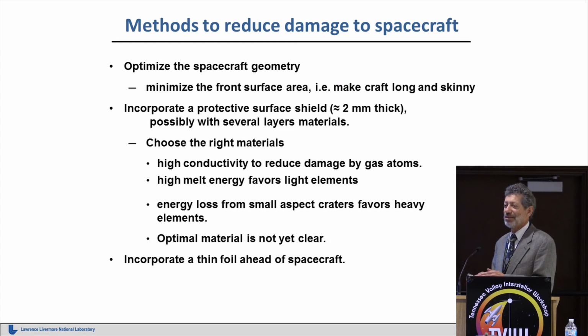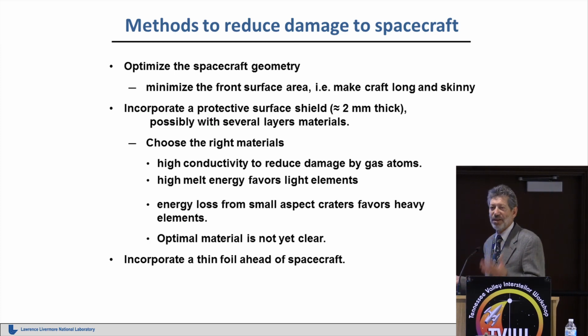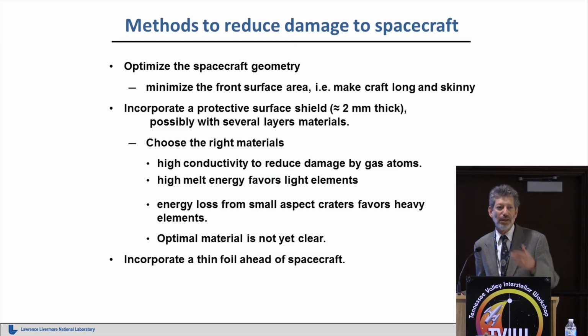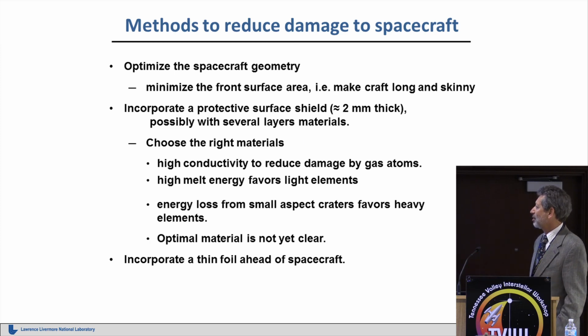It would also help to make the craft long and skinny, rather than square, so that the surface area at the front is minimized compared with the area that you can use for taking pictures along the sides. Incorporating a protective shield, I think of order 2 millimeters, is an important thing to do. This could have several different layers. Choosing the right materials, there's a trade-off, it looks like, between high conductivity, high melt energy, and energy loss. The optimal is not yet clear. It requires further work to choose the right material.